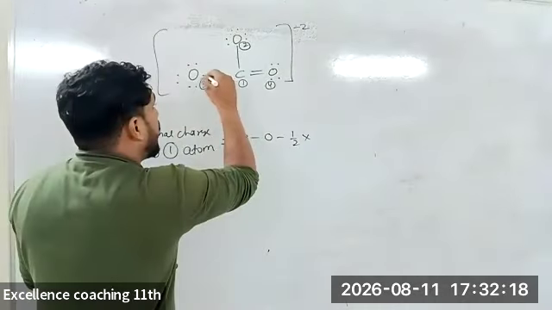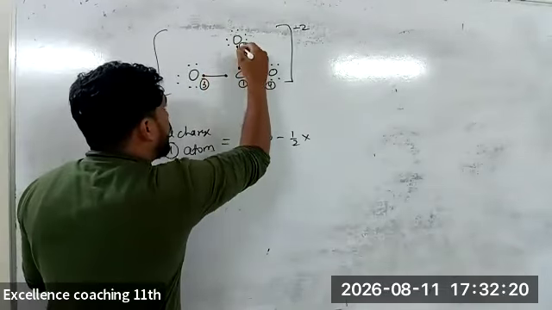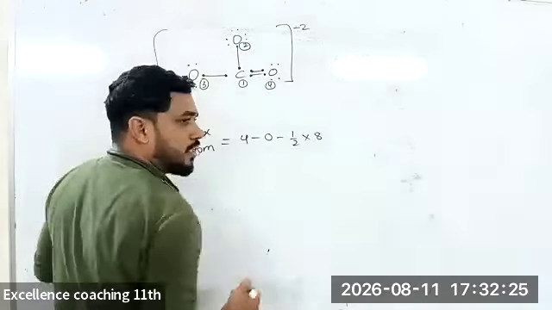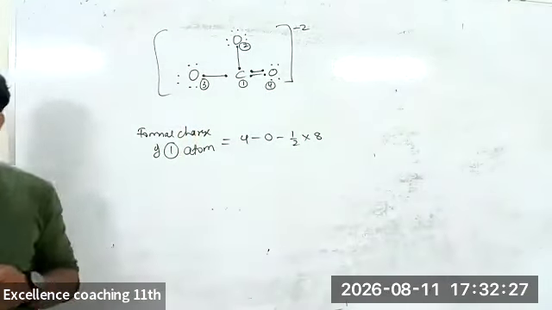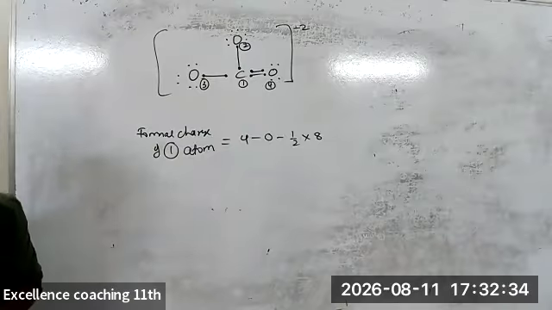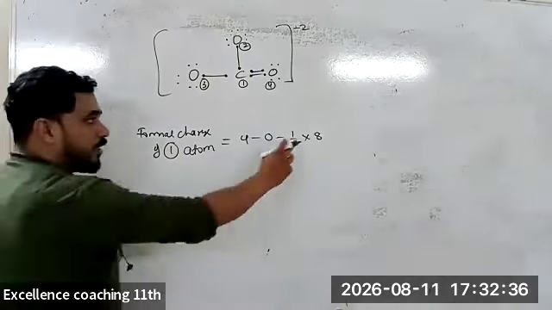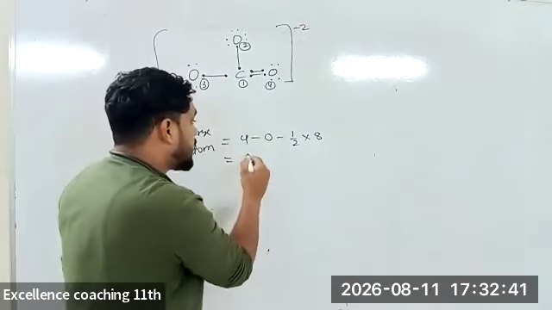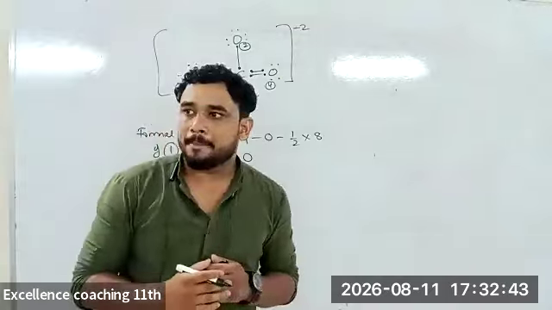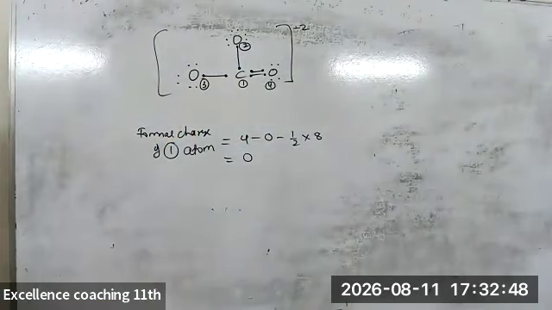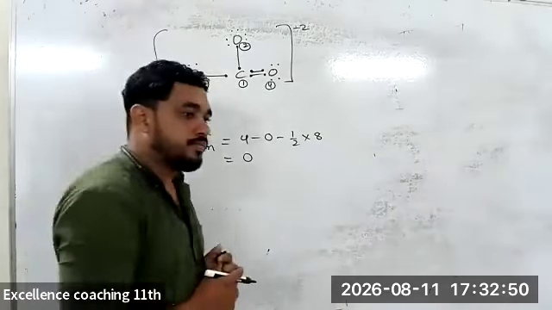Bond pair of electrons, how many? 1, 2, 3, 4, 5, 6, 7, 8. Just check if you are getting this substitution correct. Clear? Okay. Understood how this 8 came? Understood why this 0 came? 4. Substitute, what answer did we get? 0. Understood now? Just go for the second atom now. Second atom, oxygen.